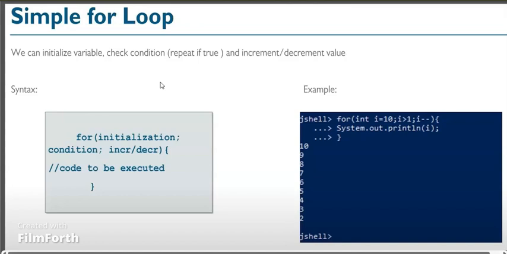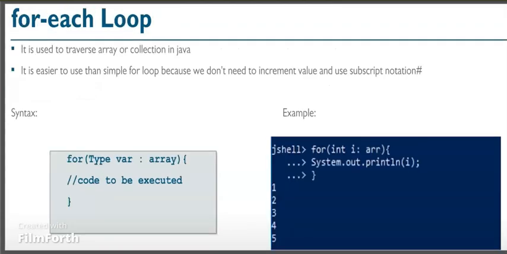So that's a simple loop. Now let's go to the for each loop. It is used to traverse an array or a collection in Java. It is used for the traversal of an array or a collection in Java.